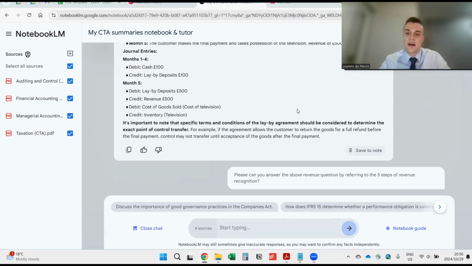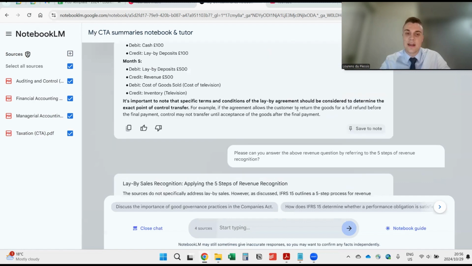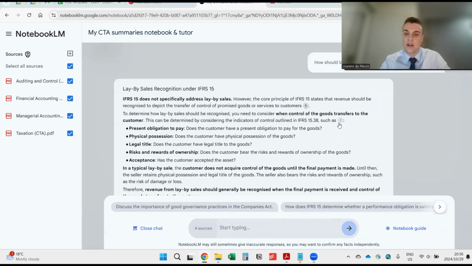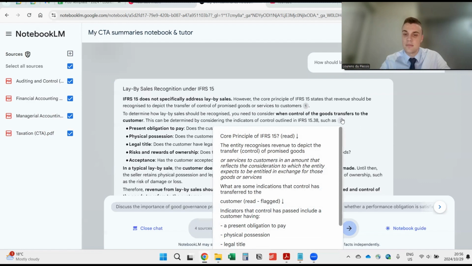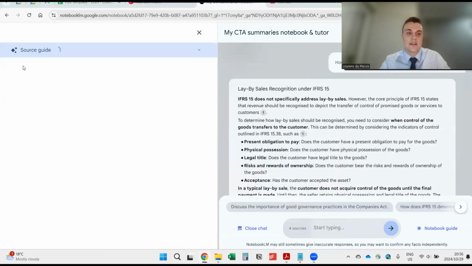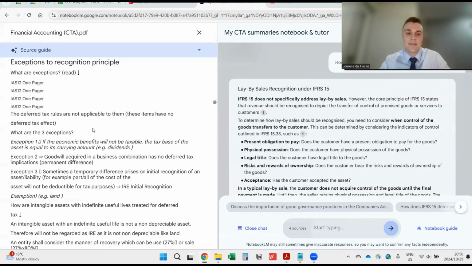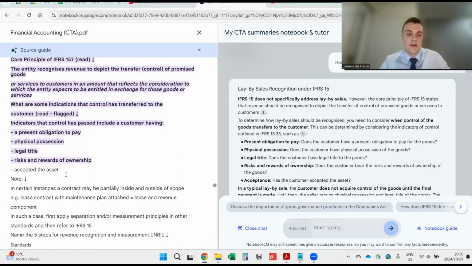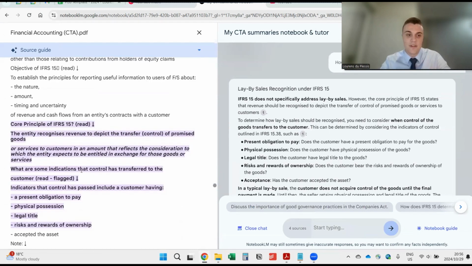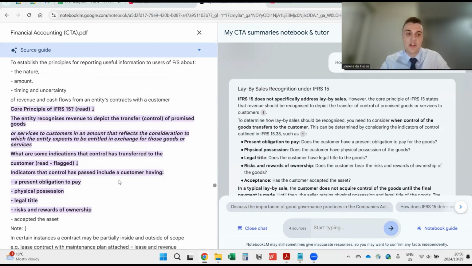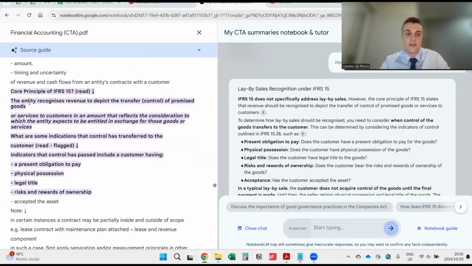And what that is, literally, you can click on it and it'll take you to the source document where it found this information. So if I click on it, here it says source guide, and it will take me, highlighted in purple, to the exact part of the summaries where it found this piece of information. So here it is, core principle of IFRS 15.